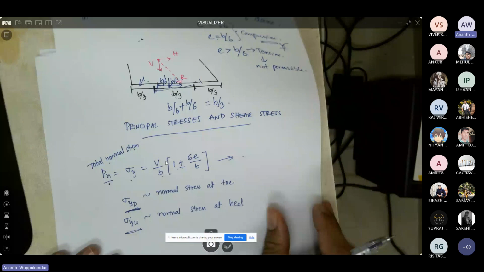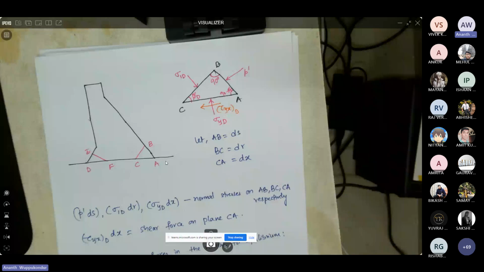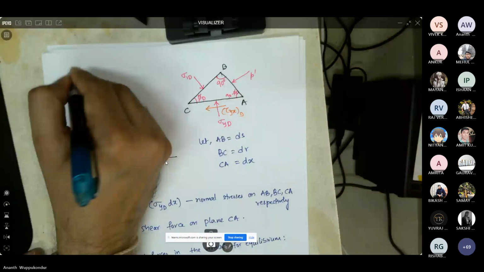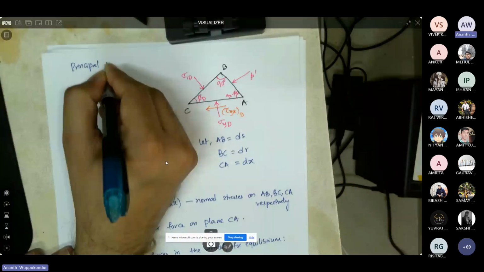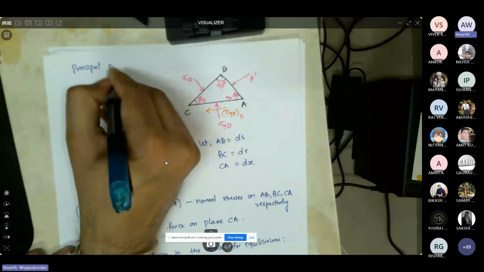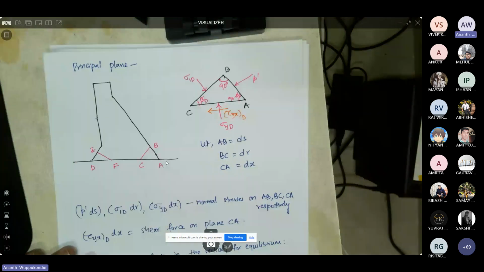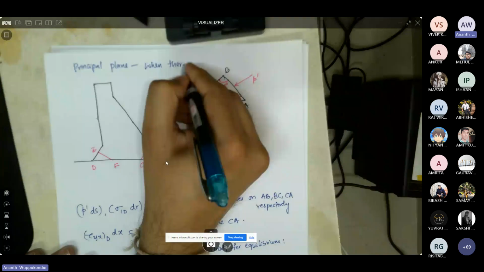And we are going to consider principal planes here. A principal plane is when there are no shear stresses on the plane.